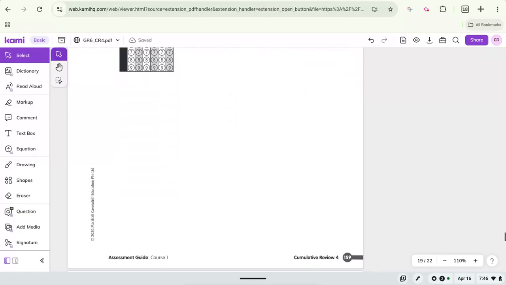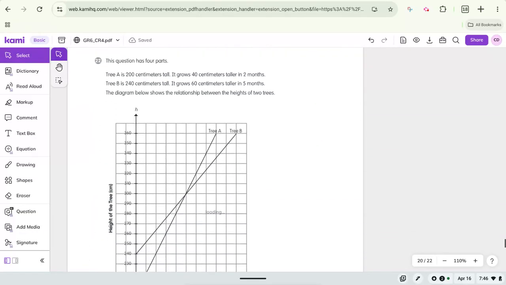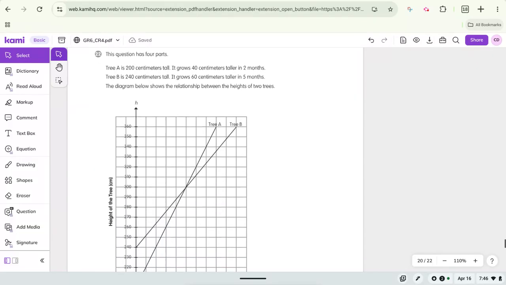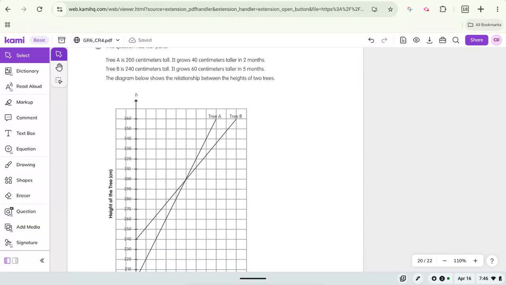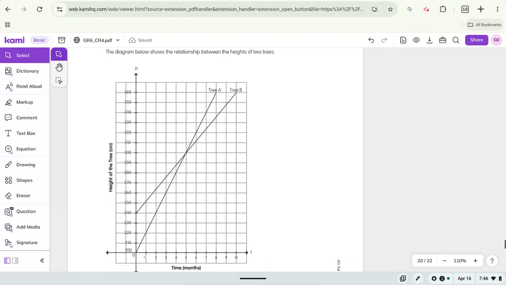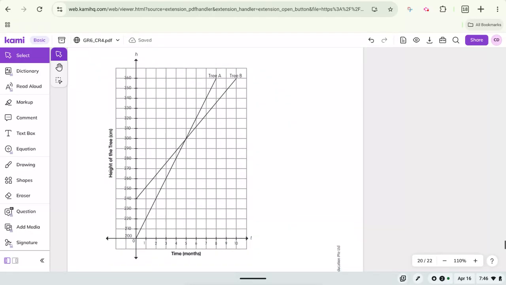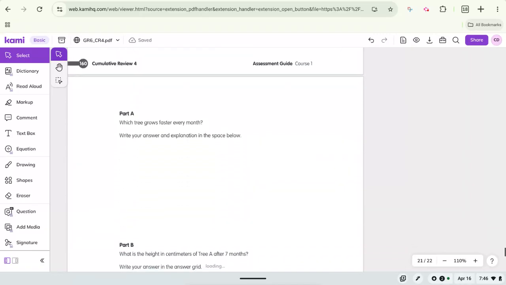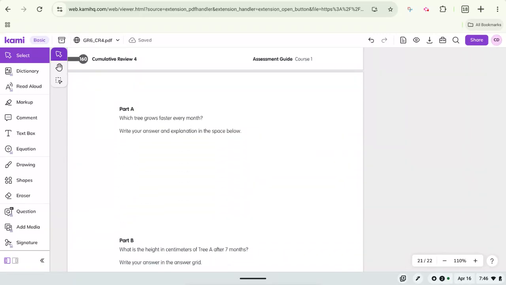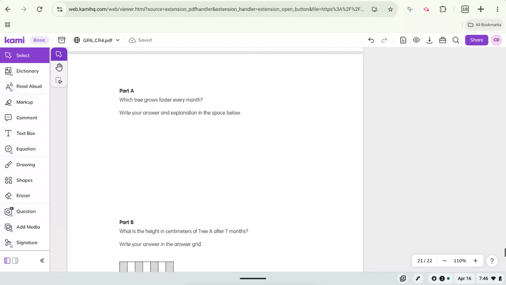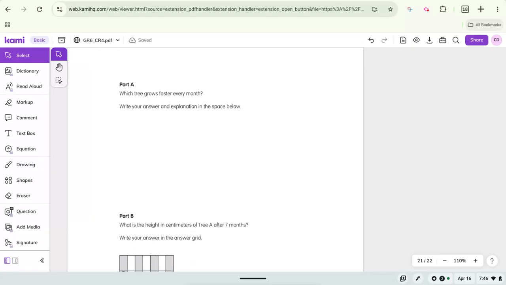Number 22. This question has 4 parts. So tree A is 200 centimeters tall. It grows 40 centimeters taller in 2 months. Tree B is 240 centimeters tall, and it grows 60 centimeters taller in 5 months. The diagram below shows the relationship between the heights of the 2 trees. Which tree grows faster every month? Write your answer and explanation in the space below.